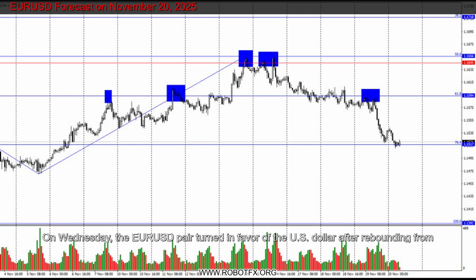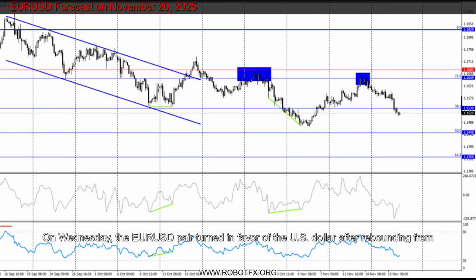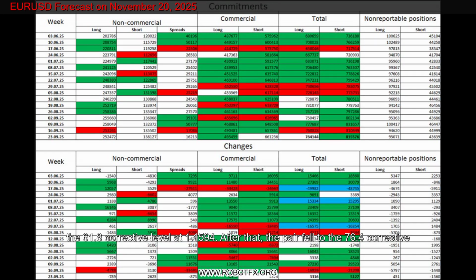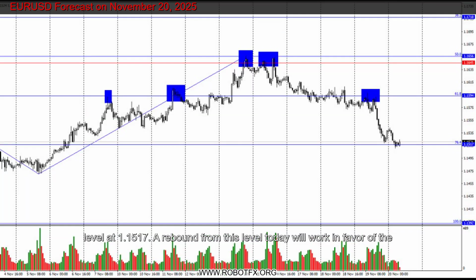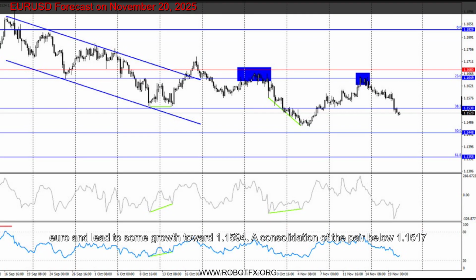On Wednesday, the EURUSD pair turned in favor of the US dollar after rebounding from the 61.8 corrective level at 1.1594. After that, the pair fell to the 76.4 corrective level at 1.1517. A rebound from this level today will work in favor of the euro and lead to some growth toward 1.1594. A consolidation of the pair below 1.1517 will increase the likelihood of a continued decline toward the next corrective level of 100.0 at 1.1392.